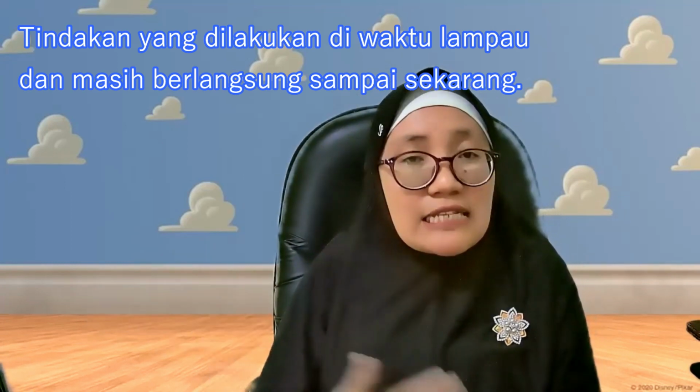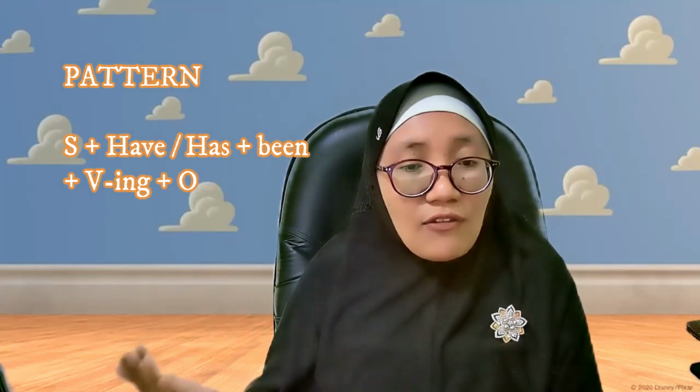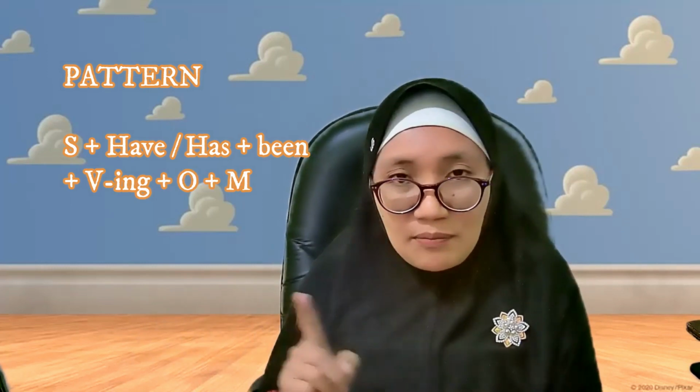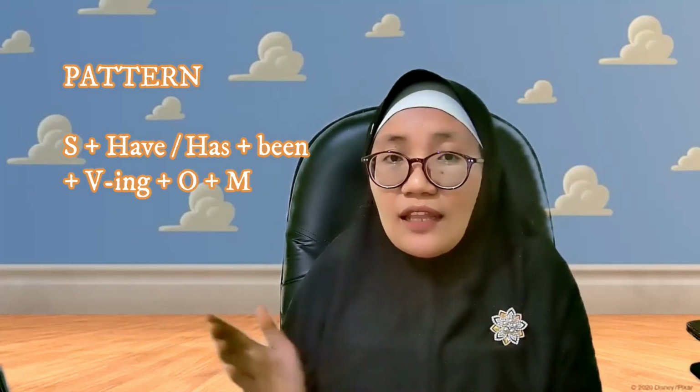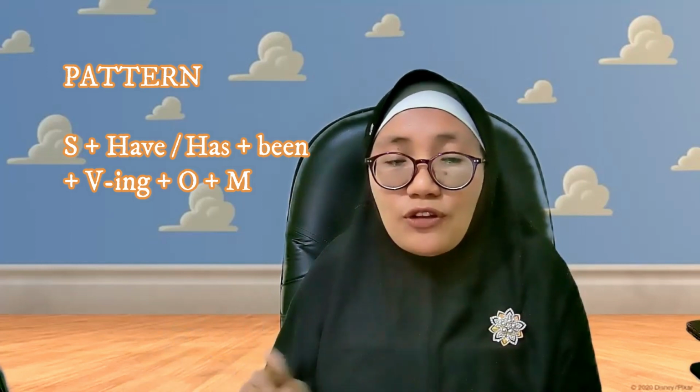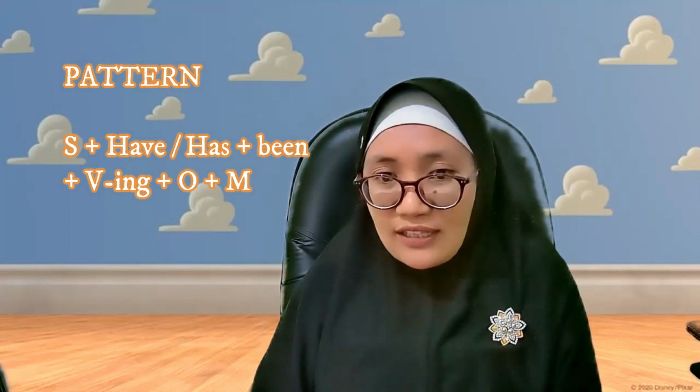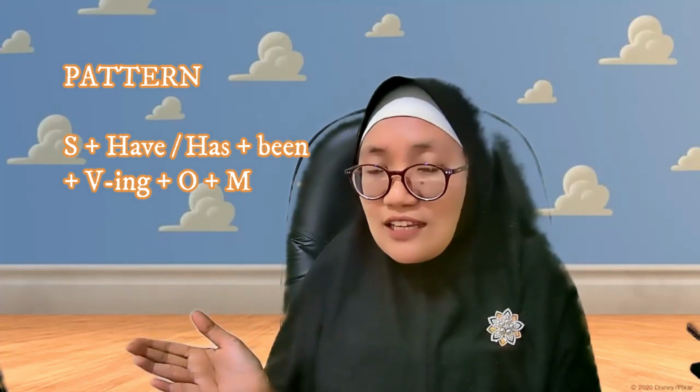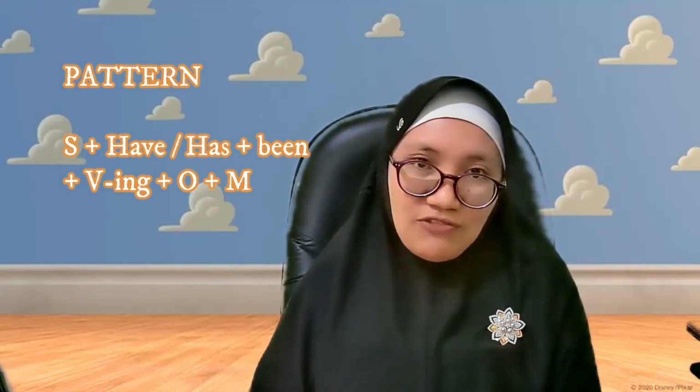Look at the pattern. Silakan dilihat polanya. Subject followed by have or has based on the subject, and then been, and then followed by verb-ing, and then object plus modifier. Okay, and then related to the modifier of time, yeah. Almost the same with the present perfect tense.